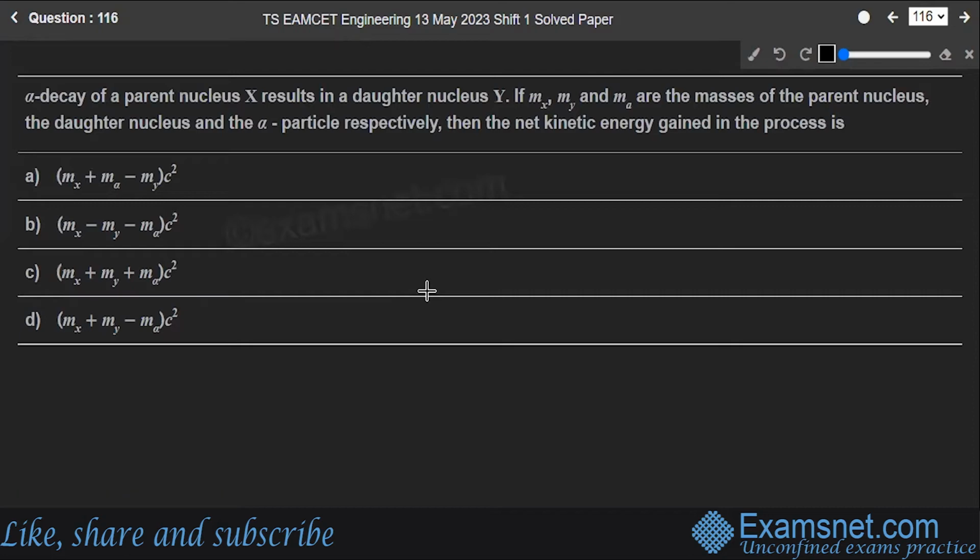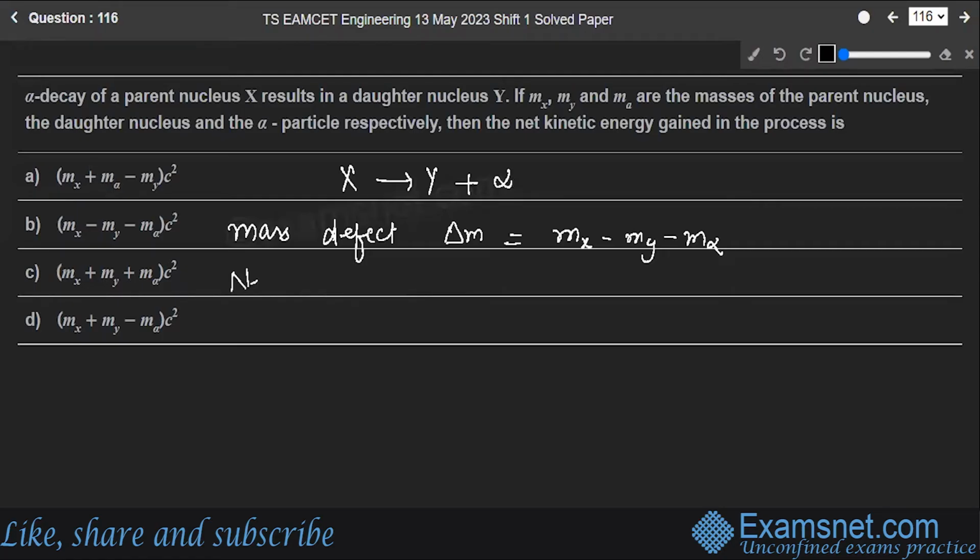So you have that X decays to give Y and alpha particles. Let's write it out: X gives you Y plus the alpha particle. So the mass defect, delta M, will be given by the mass of X minus the mass of Y minus the mass of the alpha particle.